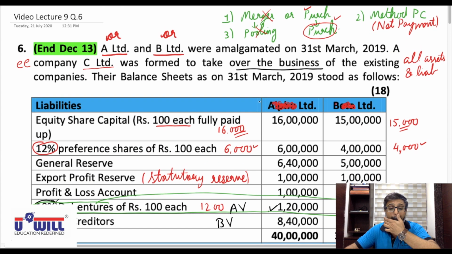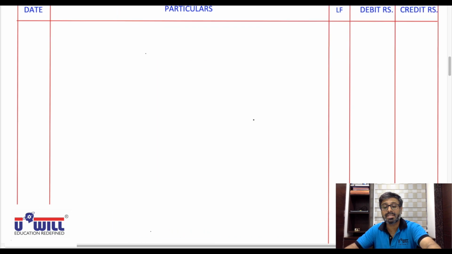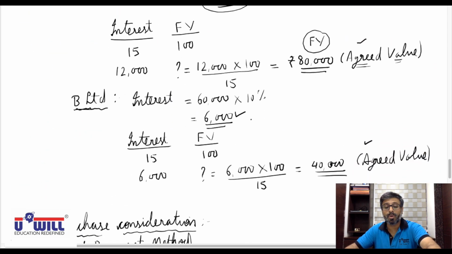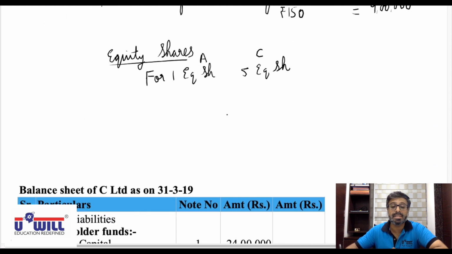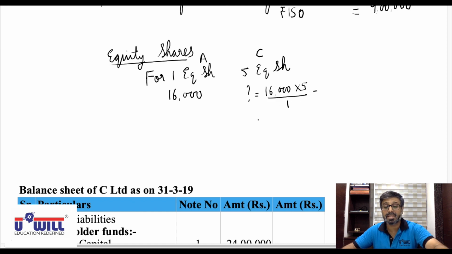Now see at the top, how many equity shares are there in A Limited? 16 lakhs divided by 100, 16,000 equity shares are there. So for one equity share, if they give 5 equity shares, then for 16,000 equity shares, how many will be given? 16,000 into 5 divided by 1. 80,000 equity shares will be given.